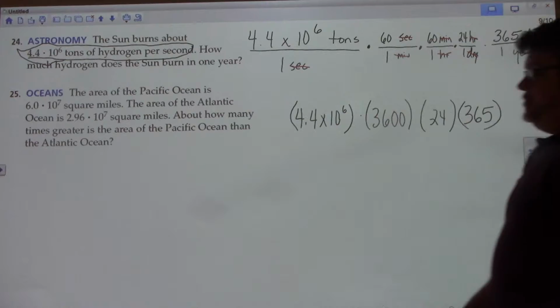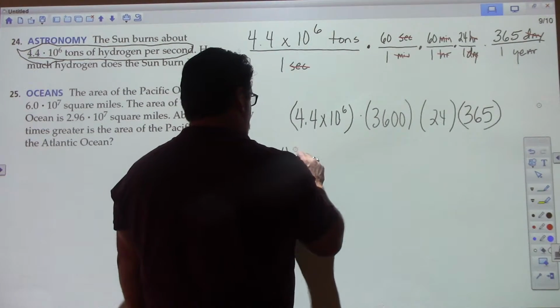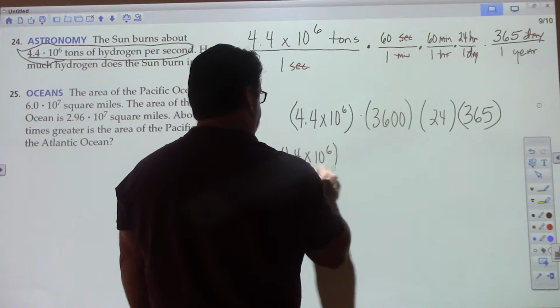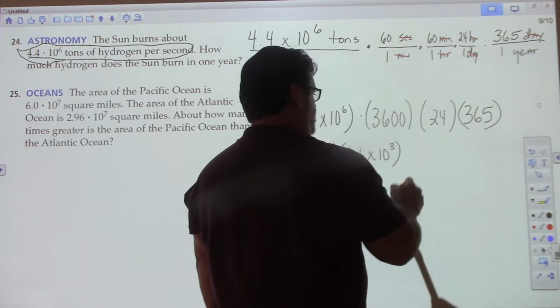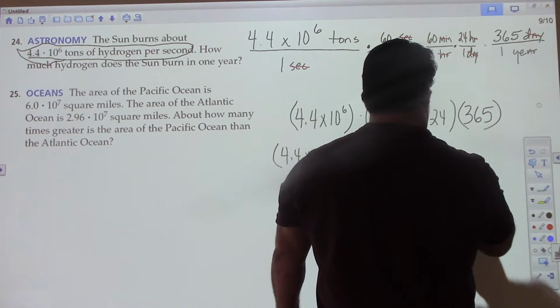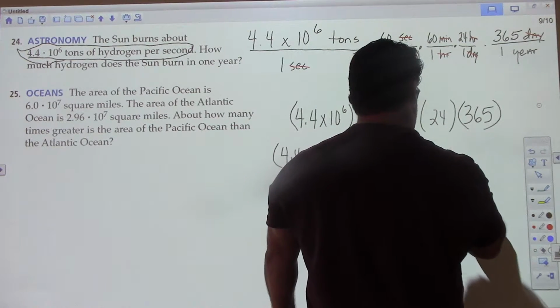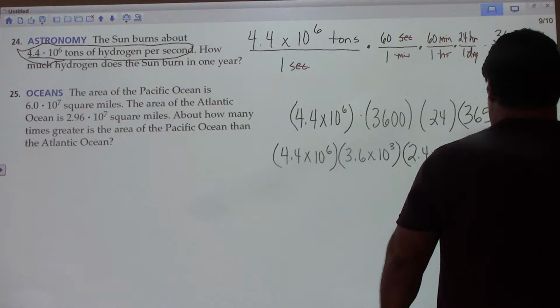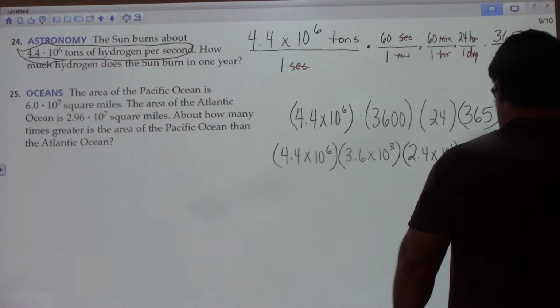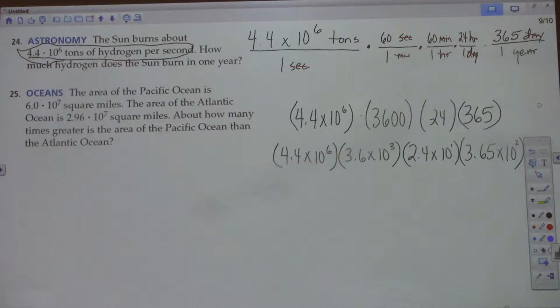Now I can rewrite all of those. 4.4 times 10 to the 6th. 3.6 times 10 to the 3rd. 2.4 times 10 to the 1st. 3.65 times 10 to the 2nd. What did I do there? I changed everything into scientific notation. That way you got smaller numbers to work with. Unless you like whips and chains and you just like big numbers, so you have to depend on the calculator.